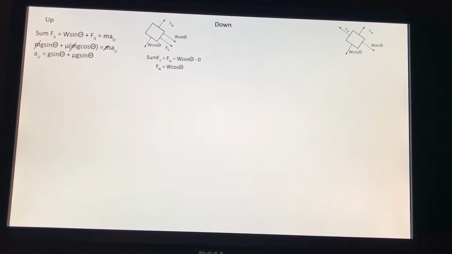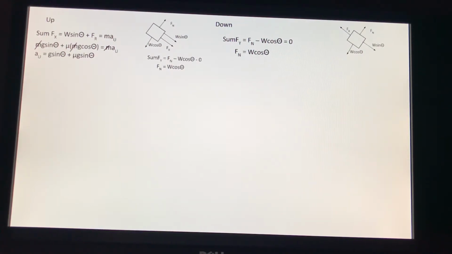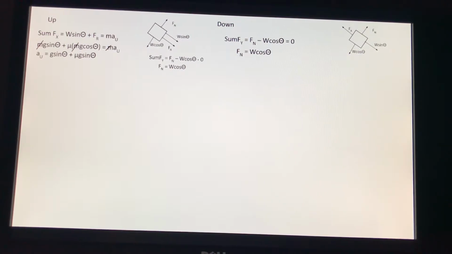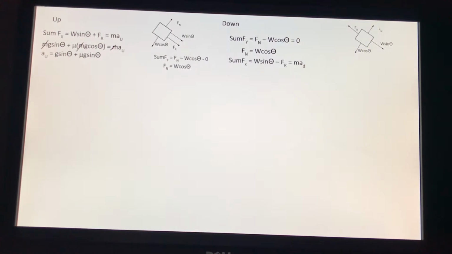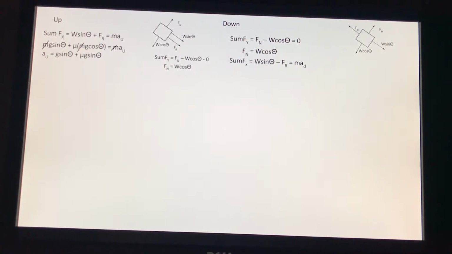Now that we have found the acceleration going up the ramp, we need to determine the acceleration as it goes down the ramp. So we use the sum of the forces in the y direction to equal the normal force minus the weight of cosine theta, and that needs to equal 0. So because they equal 0, we can pull the weight of the cosine to the other end of the equal sign and have the normal force equal the weight of cosine theta. And then the sum of the x direction is w sine theta minus friction to equal the mass times the acceleration in the downward direction. So mg sine theta minus mu g sine theta.